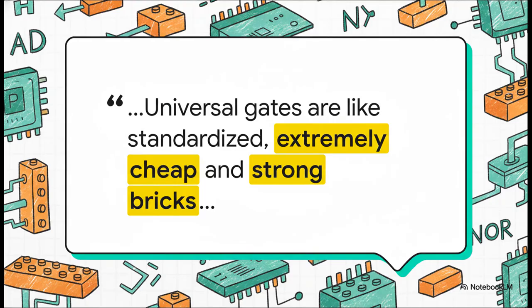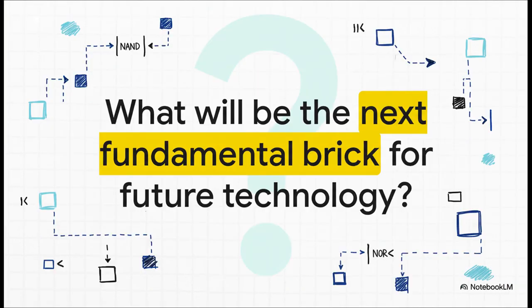I love this analogy because it just hits the nail on the head. If you think of a digital system as a giant building, then universal gates are like your two standard types of brick. They're incredibly cheap, they're incredibly strong, and you can build absolutely everything with them. The foundation, the walls, the roof, the whole thing. It's just such a powerful idea, isn't it? That all of this immense complexity can grow out of such simple, elegant, universal rules.